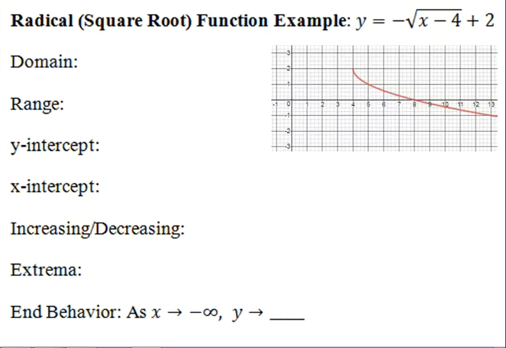A radical, or more specifically, a square root function example. Here we've got the negative square root of x minus 4, plus 2. So I've got the graph already there for you. It's a little bit different than what we were looking at before.